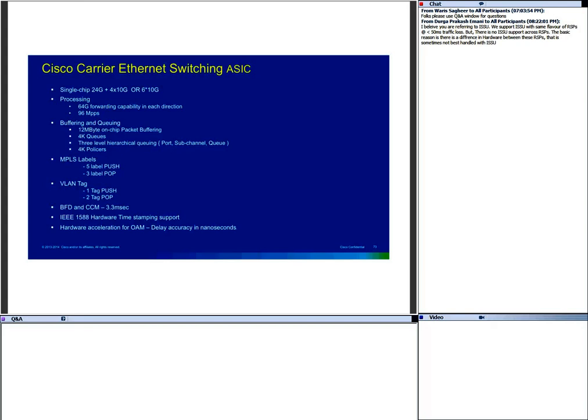And also VLAN tag, we do 1 tag push and then 2 tag pop. BFD and CCM 3.3 millisecond for designing fast converging networks. You need the failures to be detected as fast as possible. So BFD 3.3 millisecond helps you to detect a failure within 10 milliseconds.